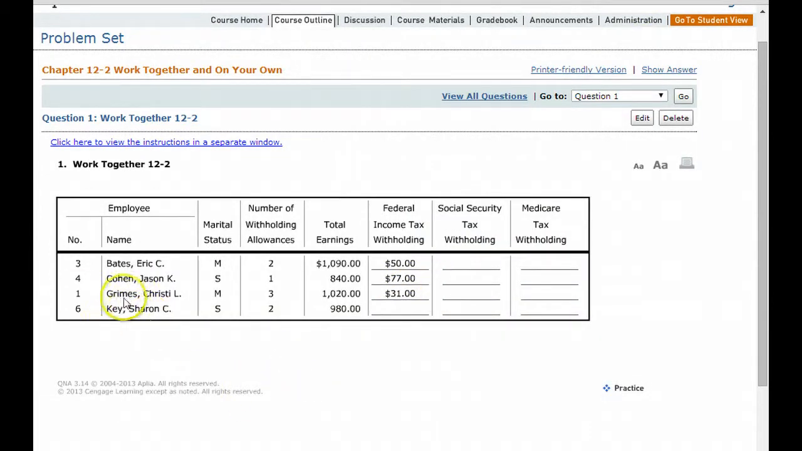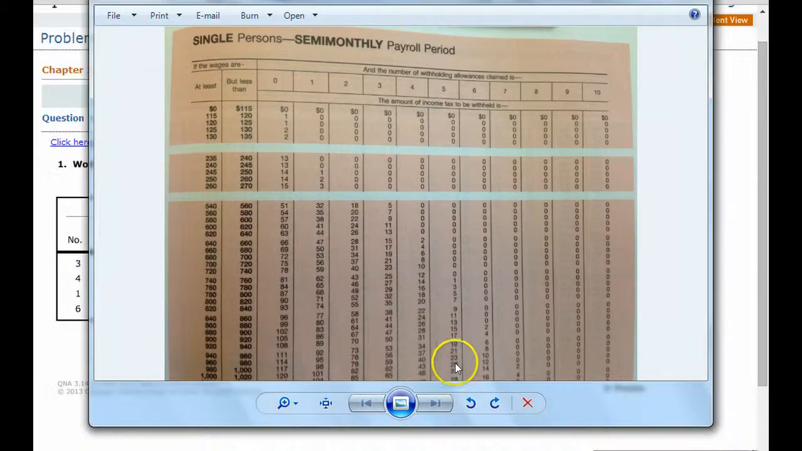All right, so Sharon Key is our last person here, and she is single. She has 2 allowances, and she's earning $980. So we want to find the single person, and we're looking, is she earning at least $980? Now this one right here wouldn't work. It's at least $960. Is it less than $980? Well, no, it's actually exactly $980, so that's not going to work. So we have to go to the next line down, and you can barely see this, but it's $980 and $1,000. That's what we're looking at right now.